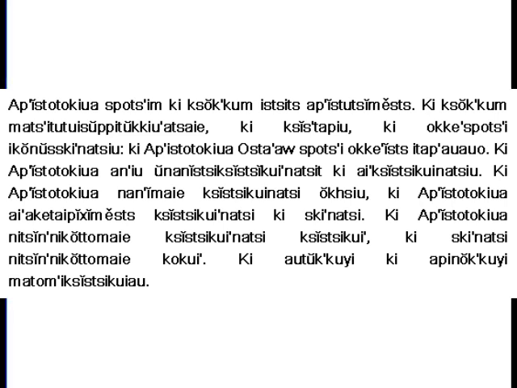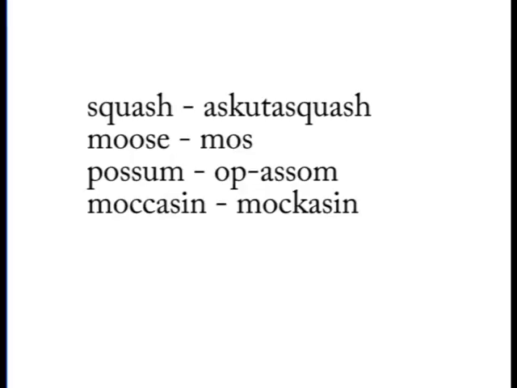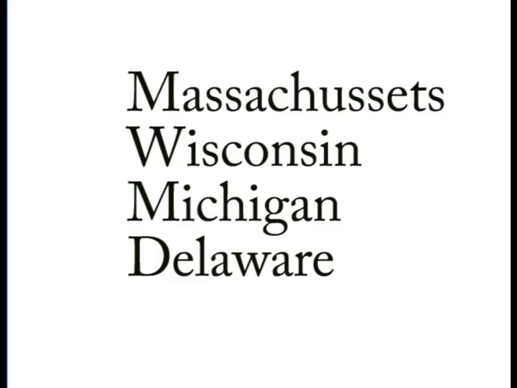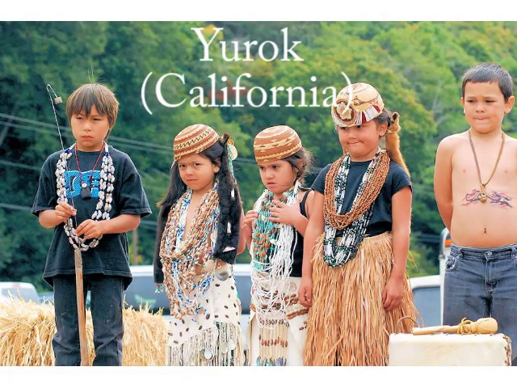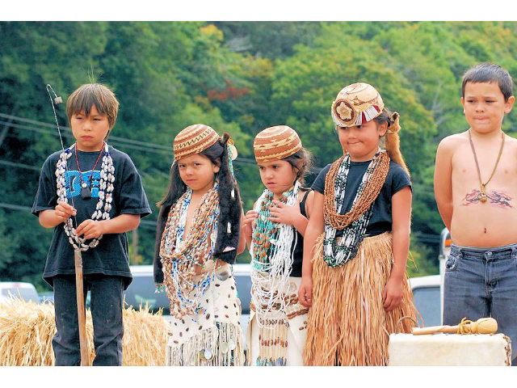Some common words we use every day in American English come from Algic languages, such as skunk, moose, possum, moccasin, as well as place names such as Massachusetts, Wisconsin, Michigan, and Delaware. Common characteristics: Algonquian languages, or Algic languages, tend to have lax vowels and be more consonant driven. And overall, the whole family boasts 200,000 speakers.